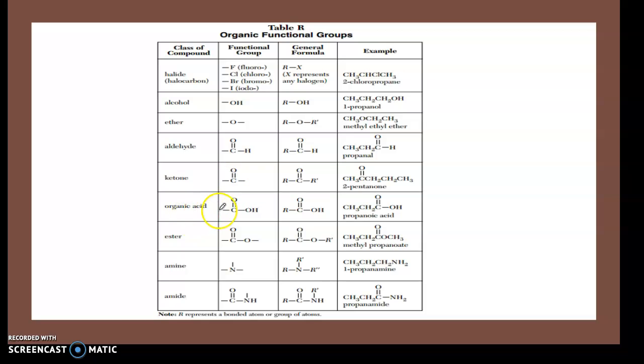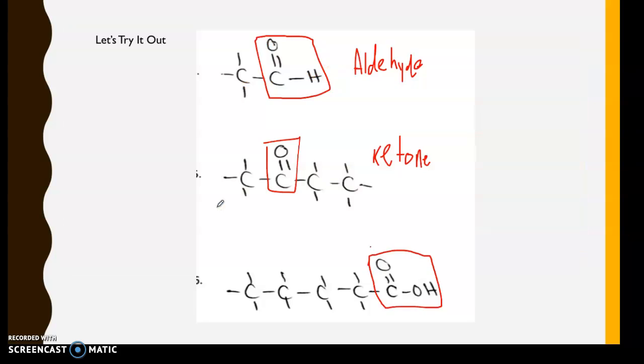So, organic acid, I do have a carbon double bonded to an oxygen and single bonded to an OH. So that means my compound is an organic acid. Because I don't want to write organic acid, I'm going to just write OA.